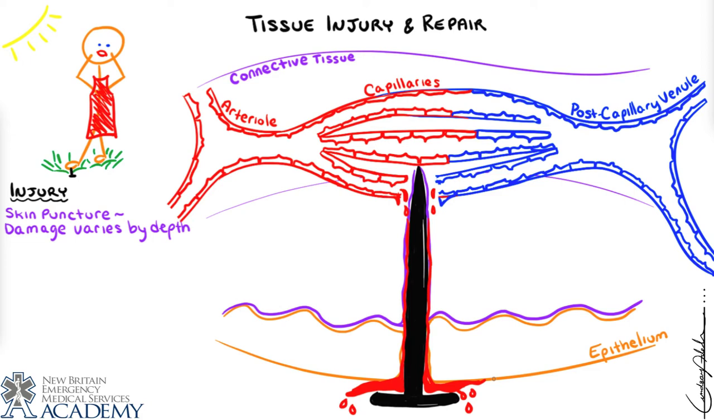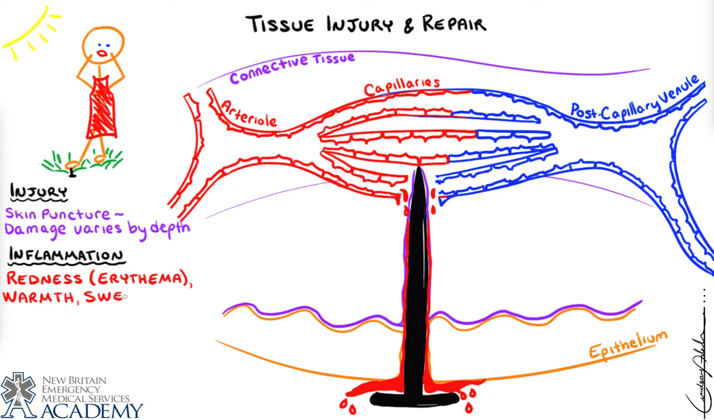All right, so now that we have our injury, the first thing that's going to happen in response to the injury is inflammation. And inflammation is characterized by 4 general things. Redness, which the medical way of saying that would be erythema. So those 2 words mean the same thing. Warmth, swelling, and pain.